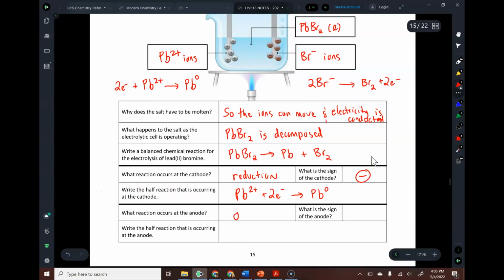So again, we have oxidation at the anode. The anode in an electrolytic cell is positively charged. Again, we see that reversal of charge, mostly because we're forcing the electrons to move in the opposite direction from which they would. And we're seeing 2 Br minus ions oxidized to form Br2. Remember, bromine's a diatomic, plus 2 electrons.